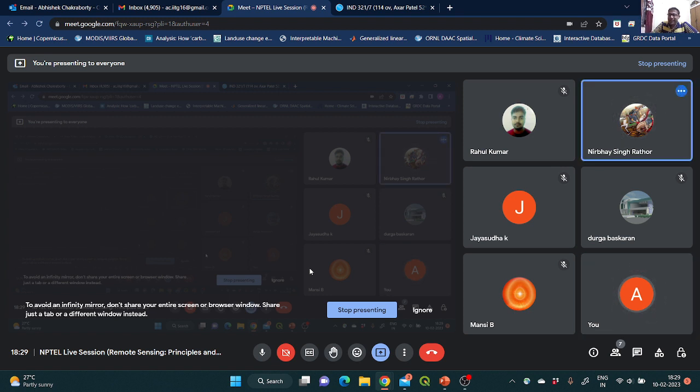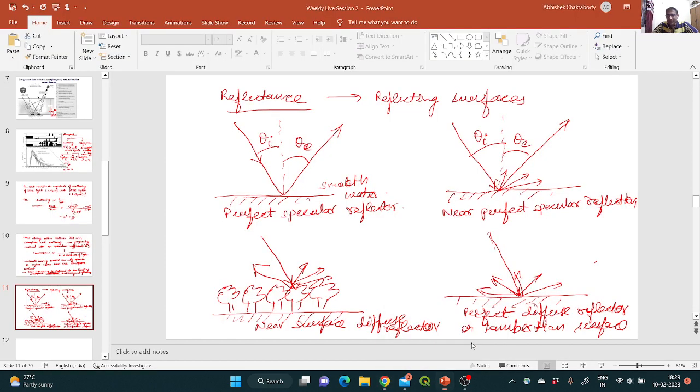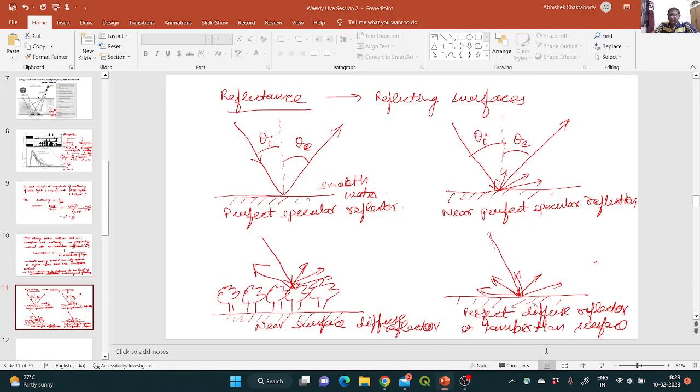Yes, sir. Okay. Actually, it's the exact opposite. I mean, it goes opposite to the logic. I also used to agree with what you used to say. Okay, Rahul is saying the number 3 one, near surface diffuse reflector. Rahul, it is actually the perfect diffuse reflector or Lambertian surface. I will tell you why.